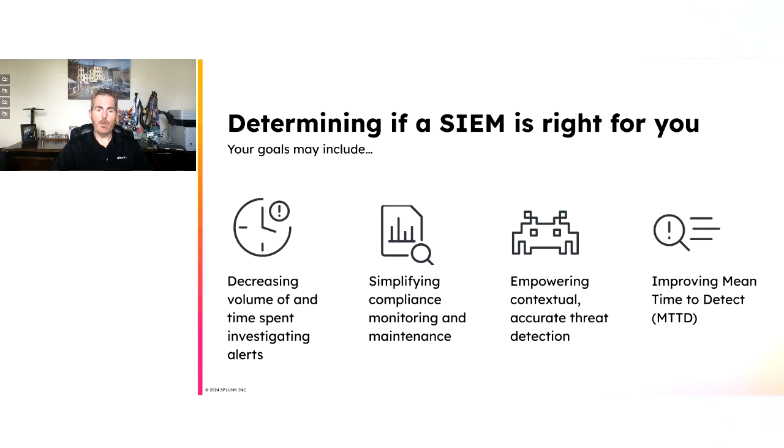And then you want to empower contextual alerts to make sure you're catching the alert correctly, catching it early, and having the absolute data that you need to prove what you're seeing is real and how it's been aggregated into a similar event. And then also you want to improve your mean time to detect. So the faster you can identify a potential threat or an incident, the faster you can remediate it and get it out of your organization.